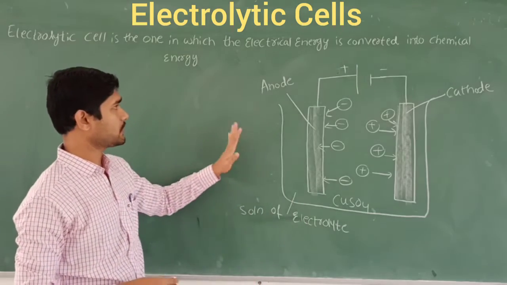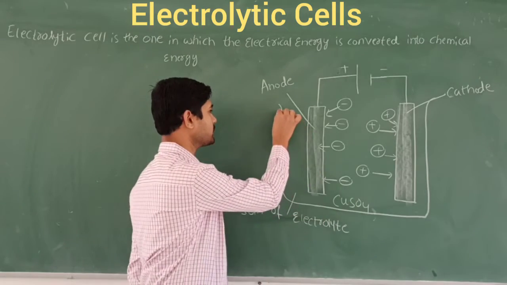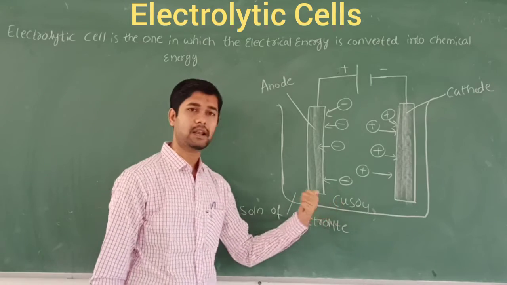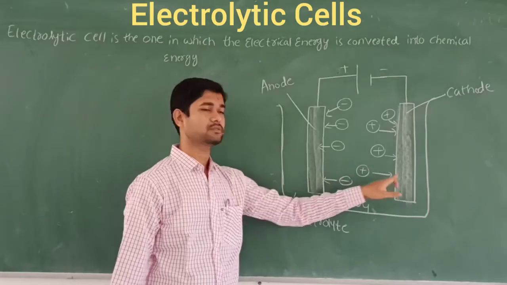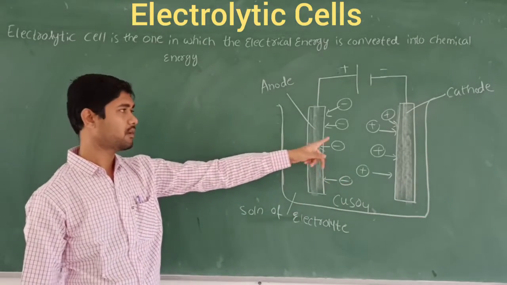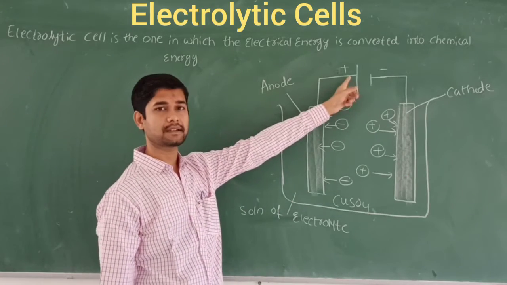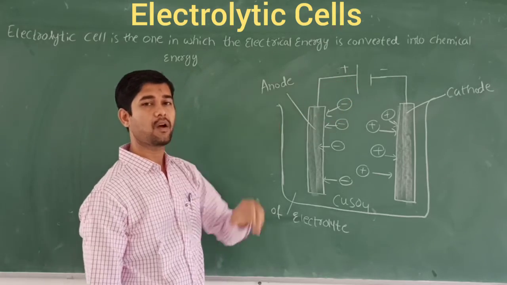So let's discuss this electrolytic cell. This is an electrolytic cell, and this is a tank. In this tank, the copper sulfate electrolyte is contained, and these are the two copper rods. One rod is called the anode copper rod, and the other is called the cathode copper rod. When DC, direct current, is applied from the battery, when this voltage is applied here, what happens?